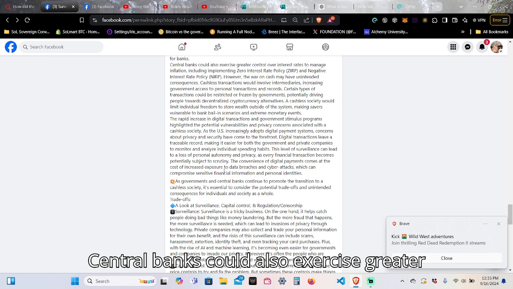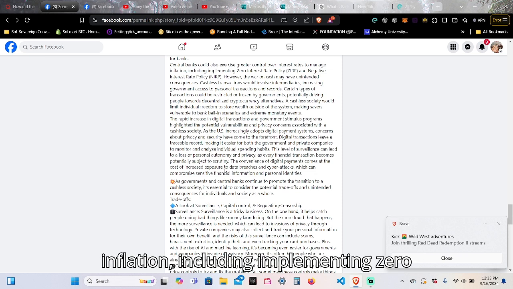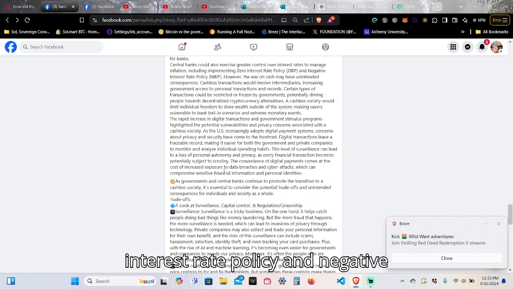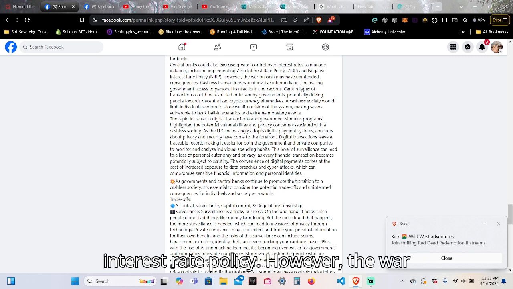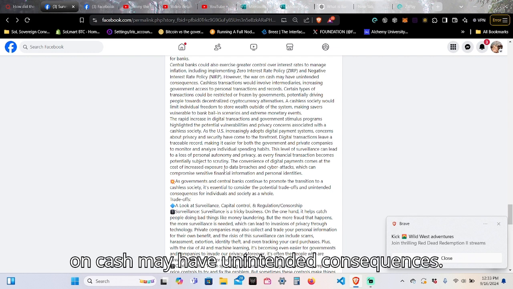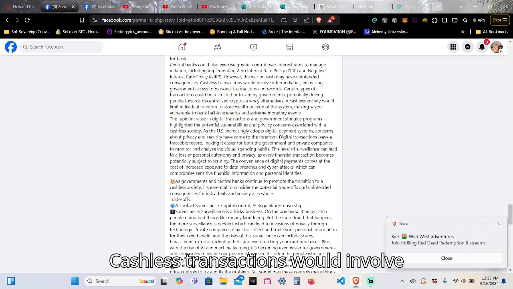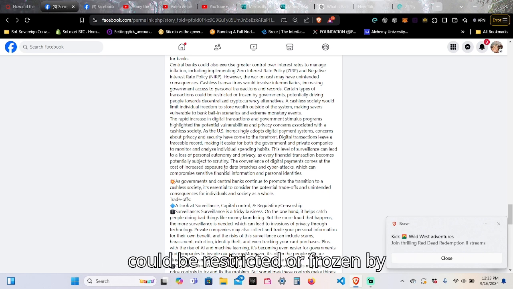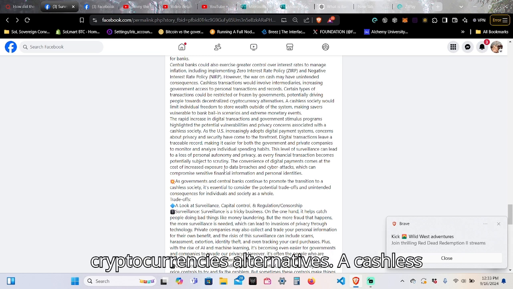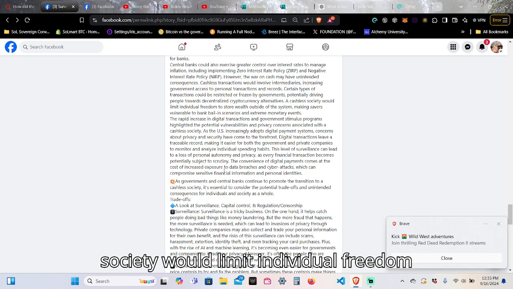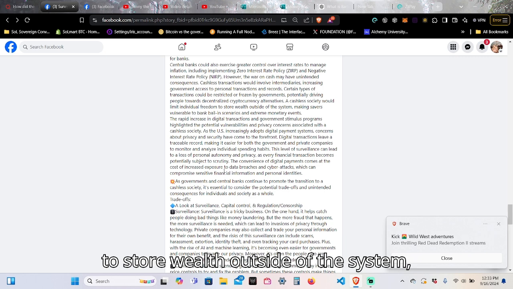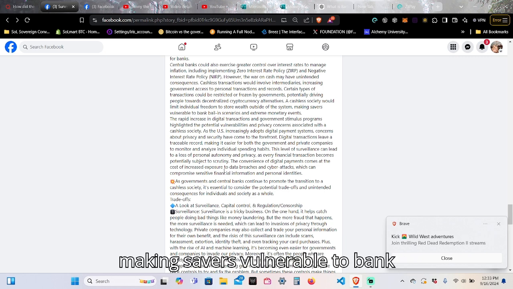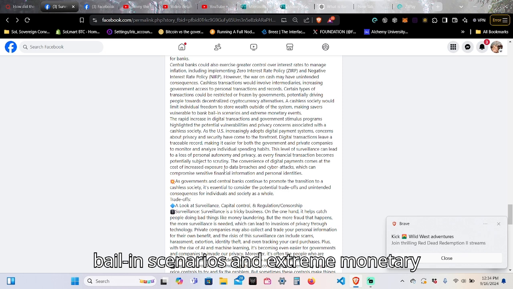Central banks could also exercise greater control over interest rates to manage inflation, including implementing zero interest rate policy and negative interest rate policy. However, the war on cash may have unintended consequences. Cashless transactions would involve intermediaries increasing government access to personal transactions and records. Certain types of transactions could be restricted or frozen by governments, potentially driving people towards decentralized cryptocurrency alternatives. A cashless society would limit individual freedom to store wealth outside of the system, making savers vulnerable to bank bail-in scenarios and extreme monetary events.